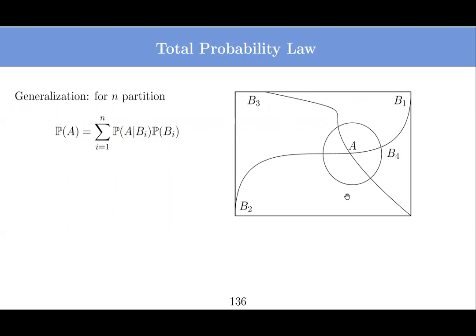So you have divided A into many parts by this partition, and these will be A intersection B1, A intersection B2, A intersection B3, A intersection B4. And if you add all those probabilities, you get the total probability of A. And the individual probability, A intersection B1, is nothing but probability of B1 times probability of A given B1.